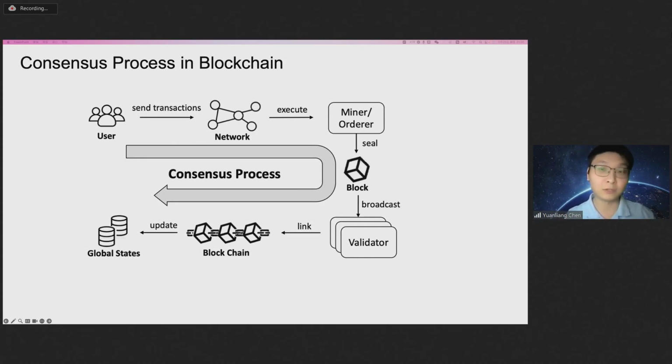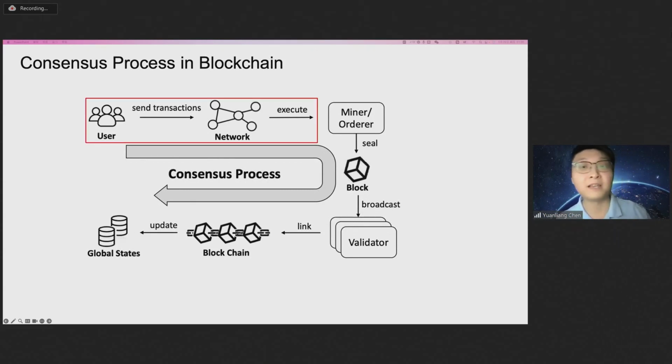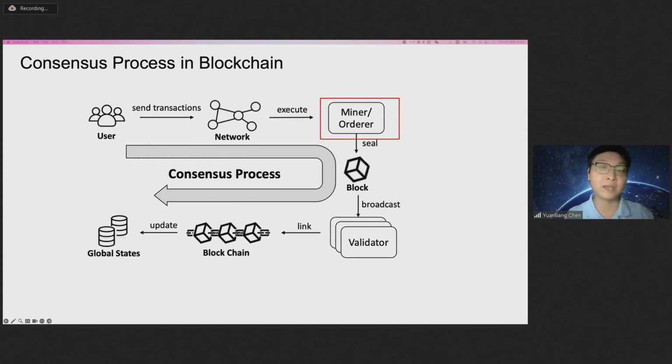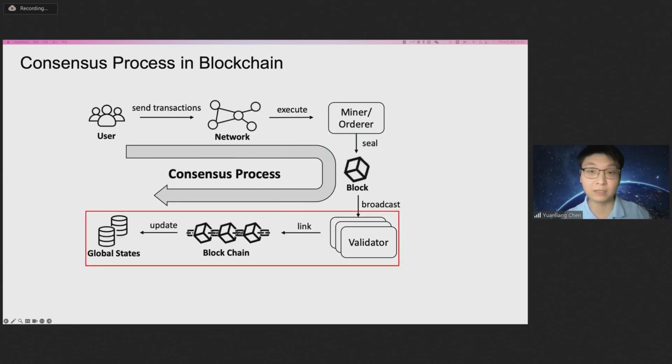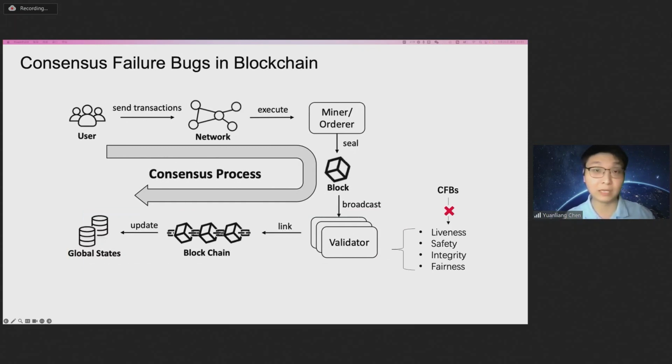The consensus process usually contains many different behaviors. There are four main behaviors. The first behavior is the transaction broadcasting and execution process. The second core behavior is the leader election process. The third behavior is the block synchronization process. And the last behavior is the block validation and confirmation process.